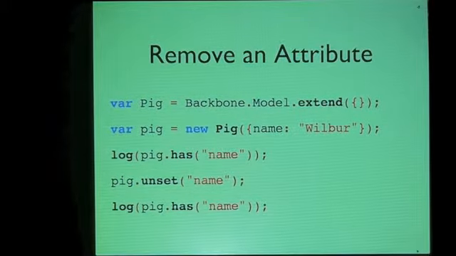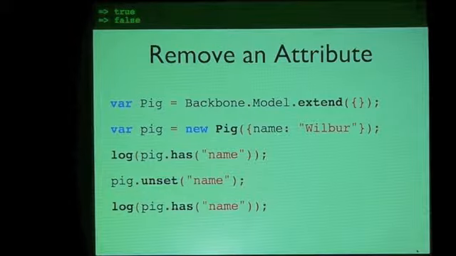Can we remove an attribute? So we have a new pig, and it should have a name, and unsetting. Unset should totally remove that attribute from the object. And then we'll check to see if it has it after we removed it. So it's gone after we removed it.